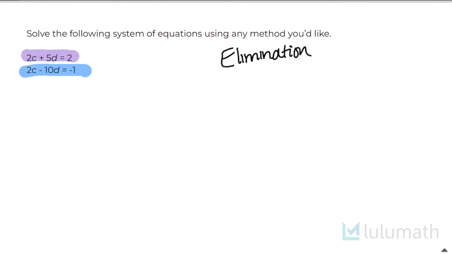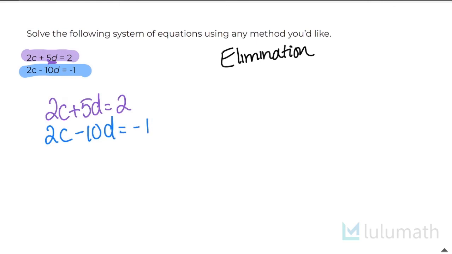Okay? So what I'm going to do is I can choose to cancel out the C's or I can choose to cancel out the D's. It's up to you, whatever you prefer. I'm going to cancel out the D's. So if you look right here, I've got 2C plus 5D equals 2. And since this is 5D, and in my other one, I have a negative 10D, which is nice because they're opposite signs, which is exactly what I want.